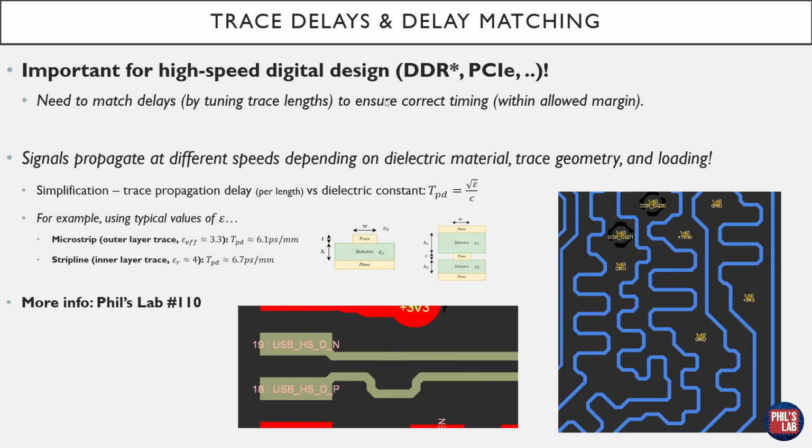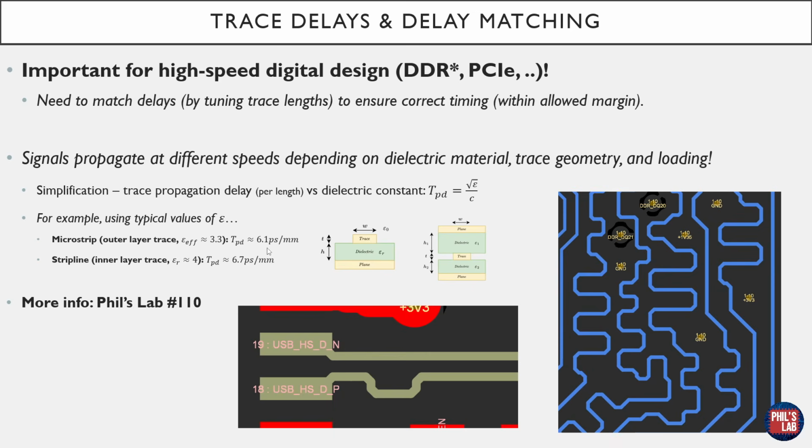The signal speed, or the speed of the electromagnetic fields, differs depending on the dielectric material, differs depending on the trace geometry, as well as the loading. We can make a simplification, saying that the trace propagation delay per length versus the dielectric constant is simply the square root of the dielectric constant divided by the speed of light. Therefore, we can't just match the lengths of all these tracks. If we're routing, for example, an outer layer trace or an inner layer trace, we need to take care that the propagation delays per unit length are different depending on how we route them and our geometries.